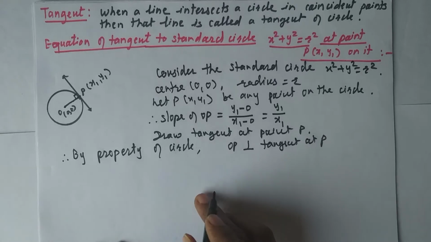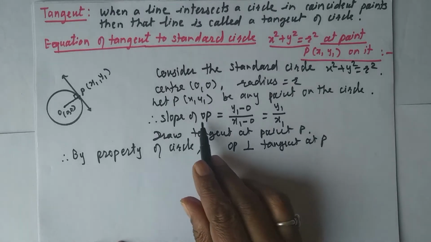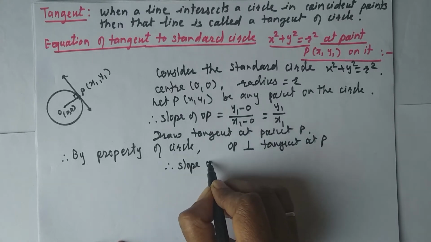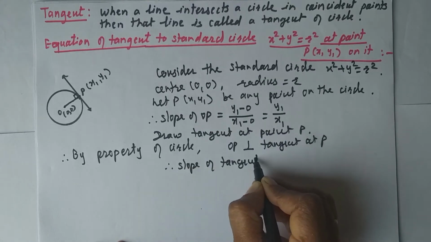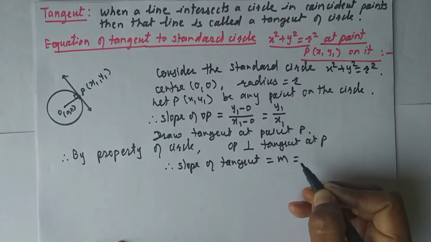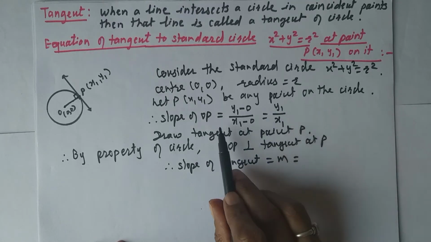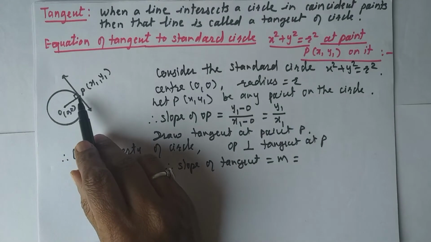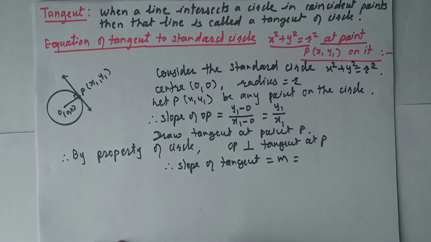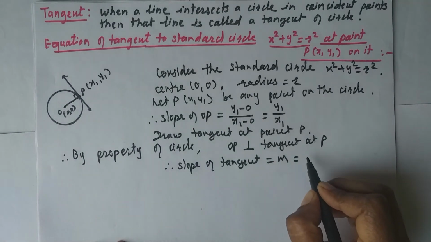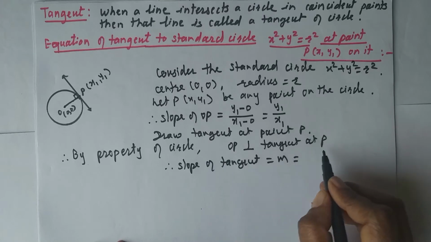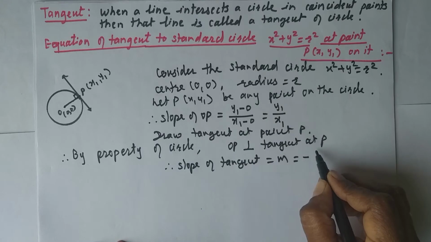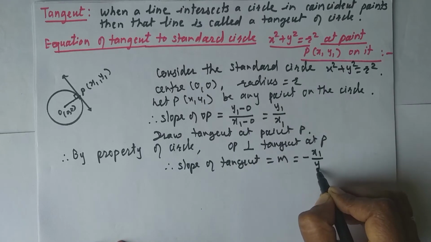Then what will be the slope of the tangent? Here we know the slope of OP, and OP is perpendicular to the tangent. Therefore, the slope of the tangent, if I consider it as m, will be minus the reciprocal of the slope of OP. Because we know that if two lines are perpendicular to each other, the product of their slopes is minus 1. Therefore, the slope of the tangent will be minus the reciprocal of the slope of OP, and that will be minus x1 divided by y1.